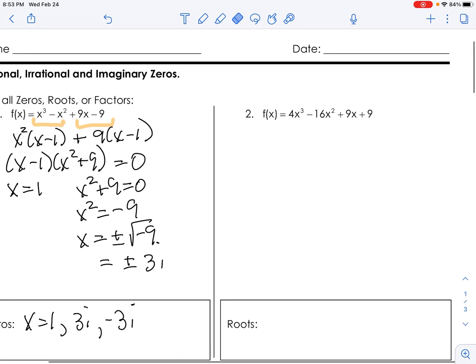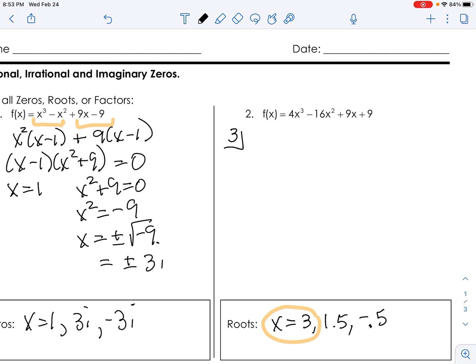All right, so let's go back. X equals 3, 1.5, and negative 0.5. Now, we know that the cubic had 3 zeros, right? So if I wanted to show algebraically where those zeros came from, I would take one of them, so I'll start with this one, and I would use synthetic division.